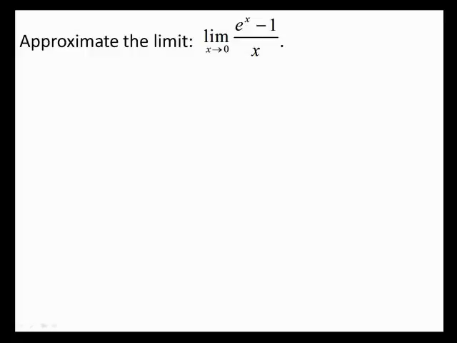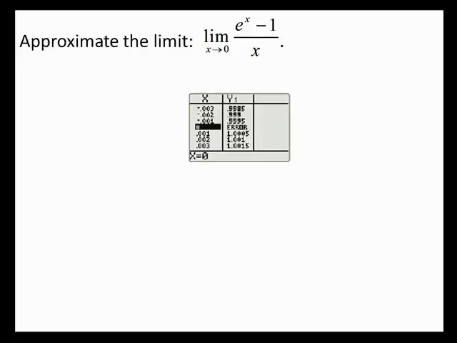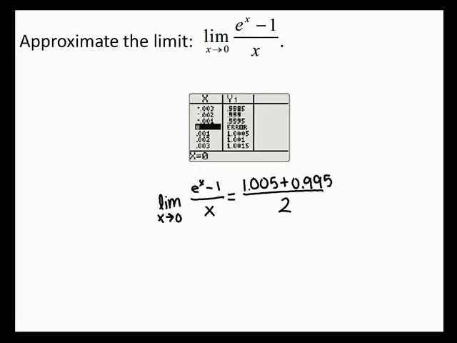Approximate the limit. The limit of e to the x minus 1 divided by x as x approaches 0. Use the table feature of a graphing utility to create a table that shows the values of f for x starting at -3,000ths and has a step of 1,000th. Because 0 is halfway between -1,000th and 1,000th, use the average of the values of f at these two x-coordinates to estimate the limit. Simplify 1 and 5,000ths plus 995 thousandths. Simplify 2 divided by 2. You find that the limit of e to the x minus 1 divided by x as x approaches 0 is 1.